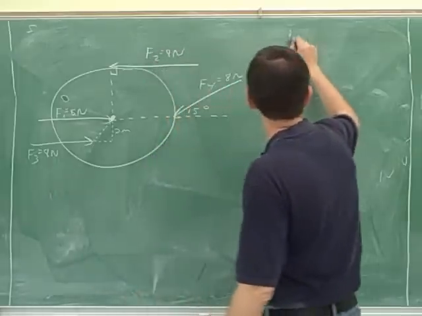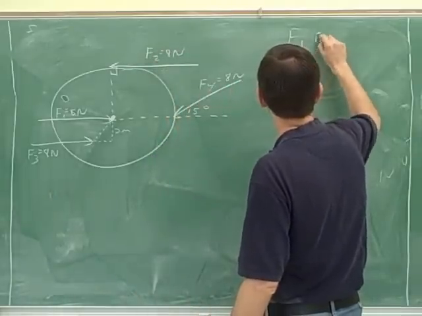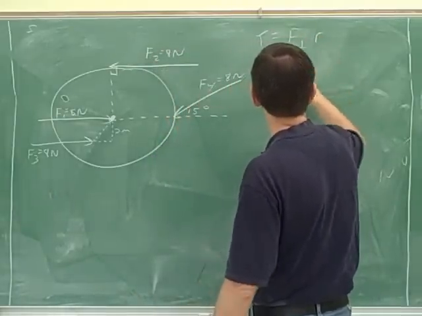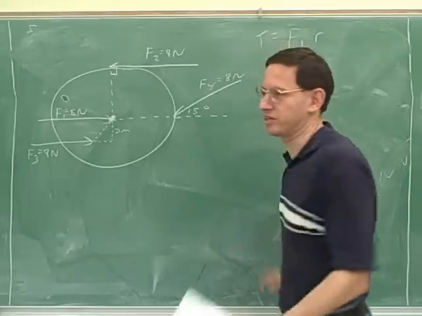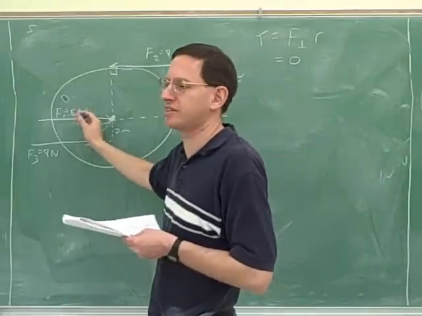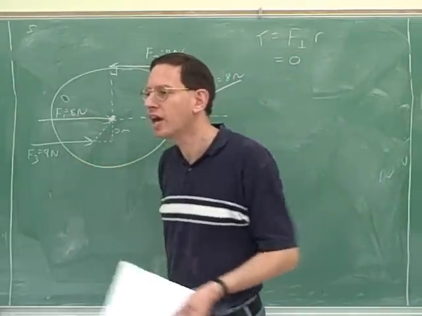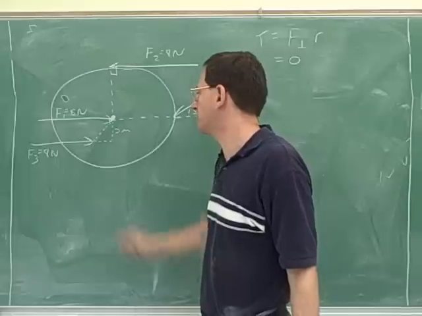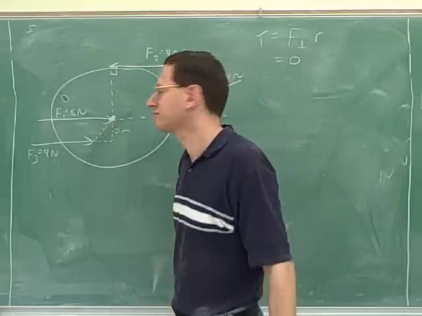Right. So when R is 0, we know that the torque is 0. So we plug in the 0 for R, so that torque will be 0. That doesn't mean the force doesn't exist. It means it's not exerting a torque. Again, you know that. You can't make the wheel rotate by pushing on its center.